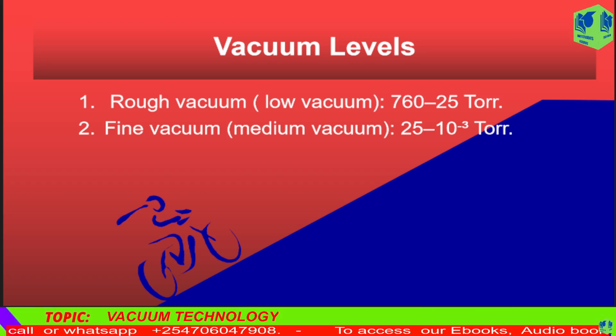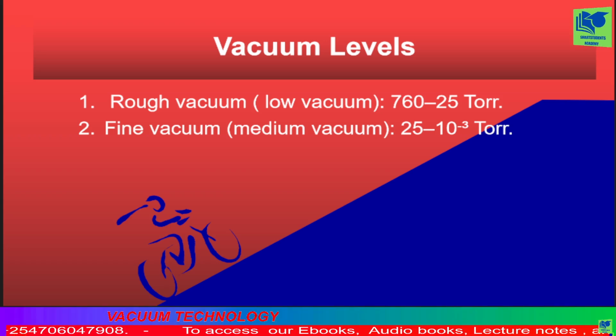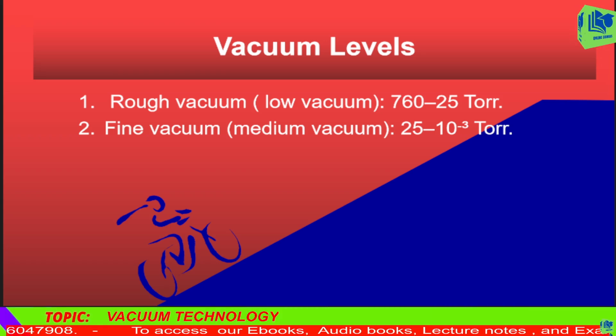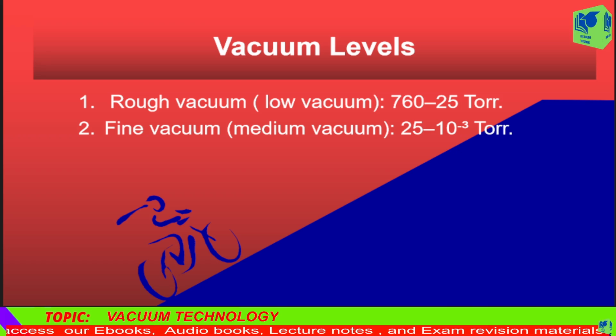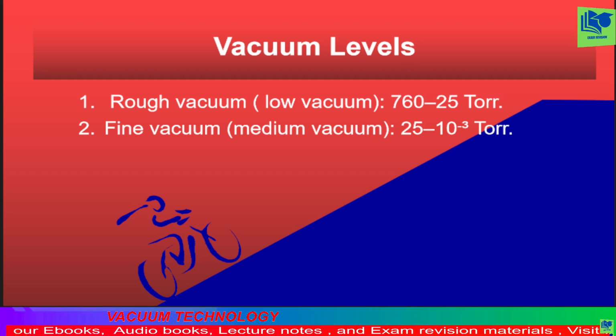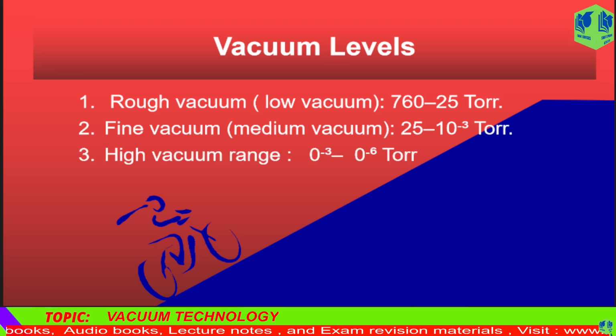Here, the pressure drops even further, and this type of vacuum is often used in more specialized applications, like freeze-drying food or applying thin coatings to materials. For example, when manufacturers coat electronic components with protective layers, they often rely on a fine vacuum to get the job done.